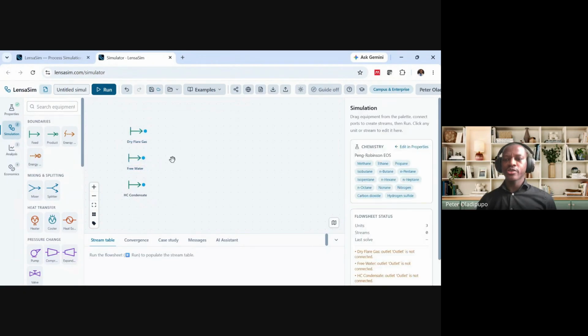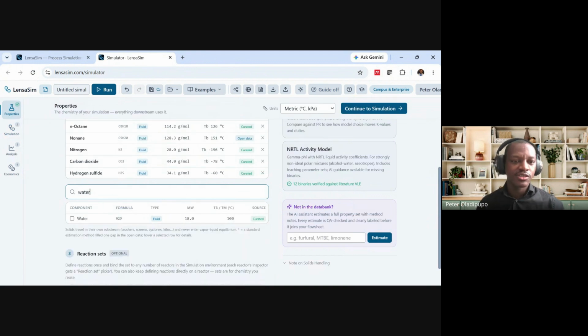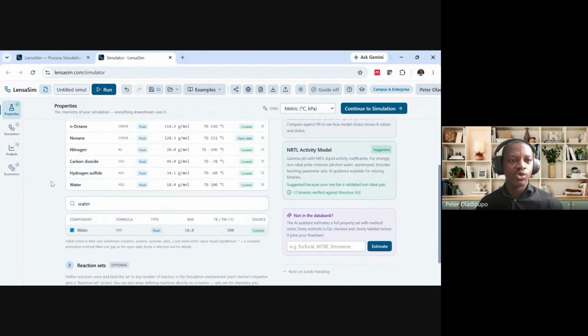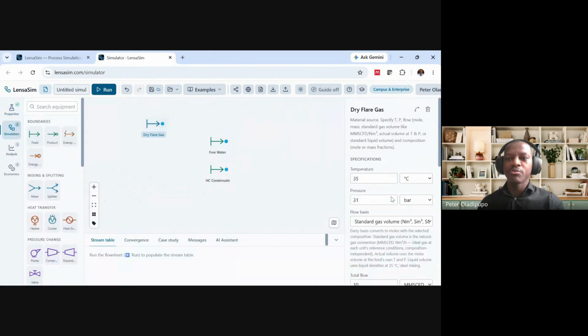Now, you would notice that in the properties package, water was not among the species that was defined. So that means we need to go back. I told you we can always go back and forth between the properties environment and the other environment as need be. So we'll go back to the properties environment and specify water because it was not originally specified. Let's search for it. Okay, so it's included, and we can go back to the simulation environment.